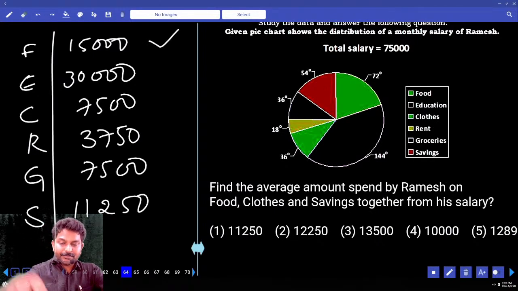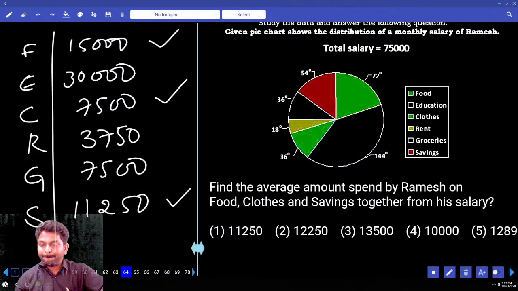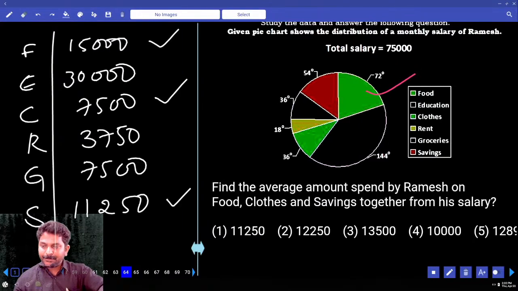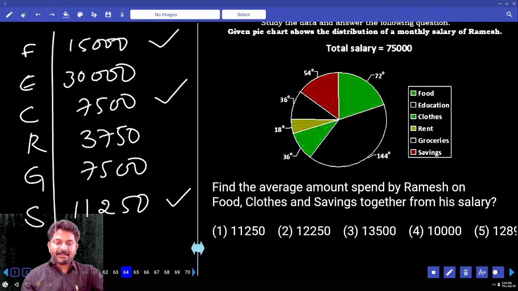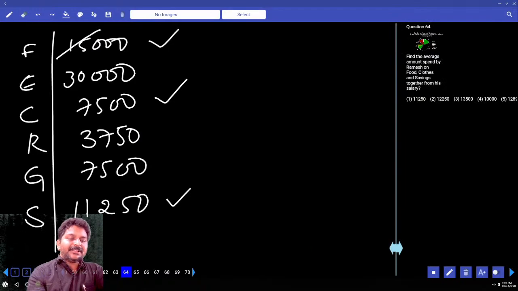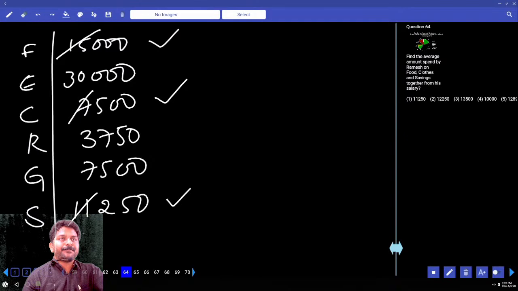Food, clothes, savings, all three together, correct? In terms of degrees would be better, I guess. Food, clothes, this one, savings, this one. The numbers are already there. That's okay, fine. 15,000 plus 7,000. 22 plus 11.